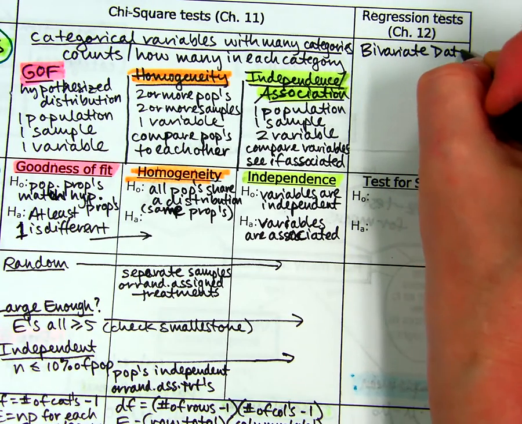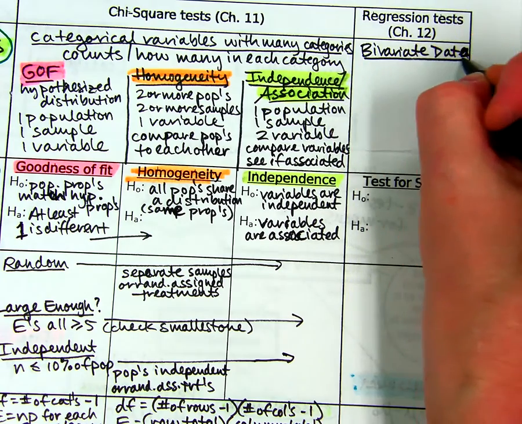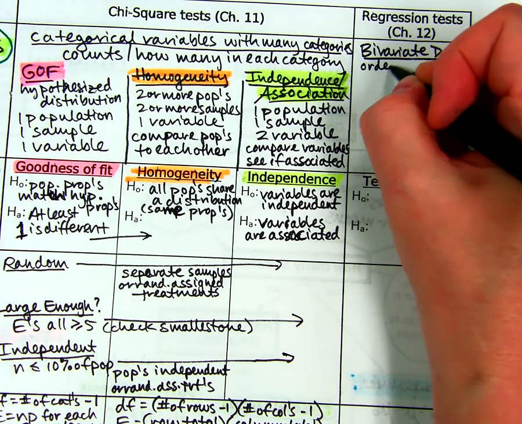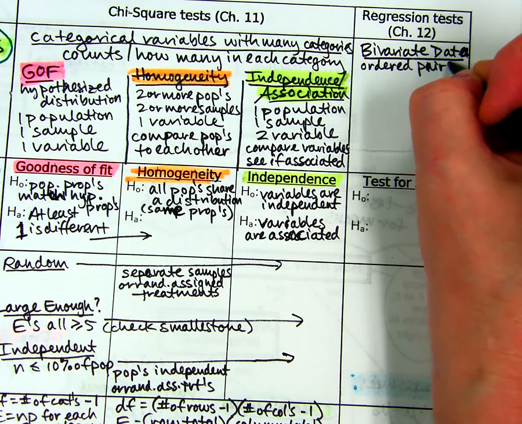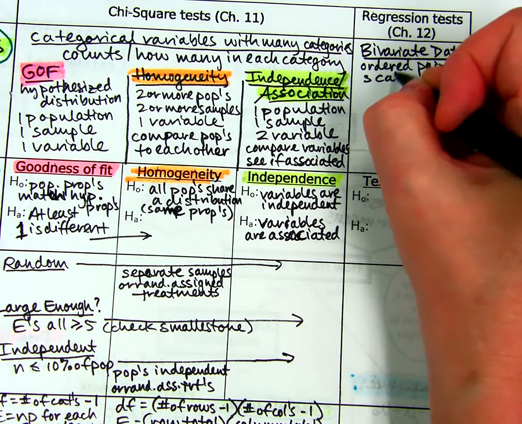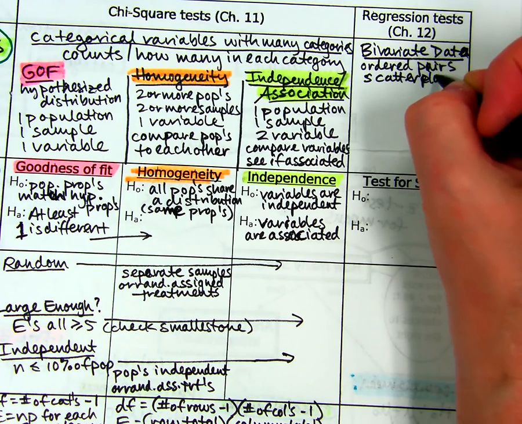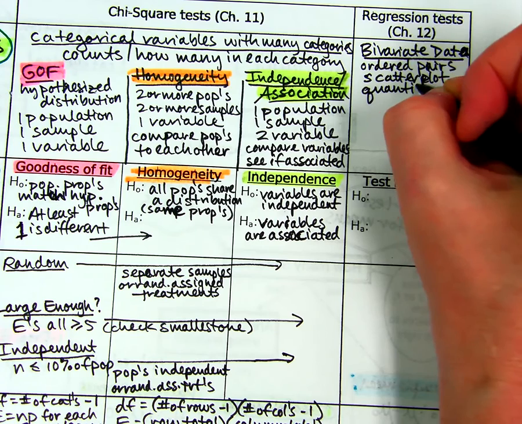Remember, bivariate means two variables, but specifically they'd be two quantitative variables given to you as ordered pairs or on a scatter plot. This is how you would know that you would be in this column. Two quantitative variables.